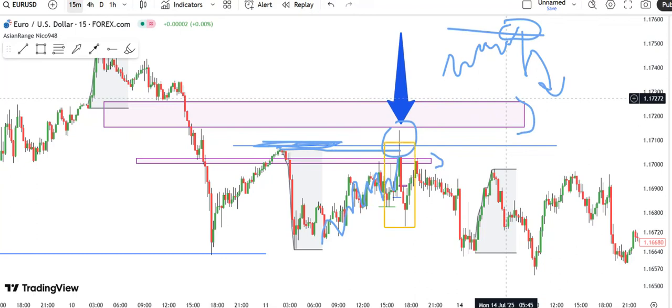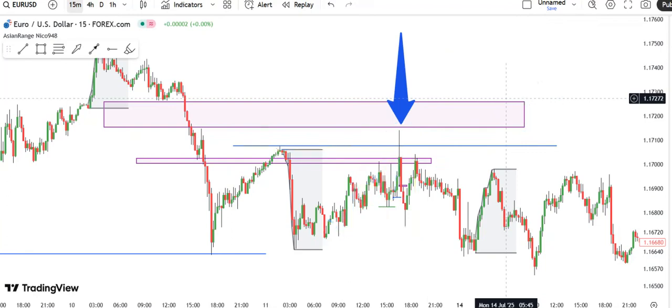What you see here is a beautiful bounce off that bearish imbalance, confirmed with a bearish fair value gap zone on the 15-minute. As you can see, price broke these short-term lows.